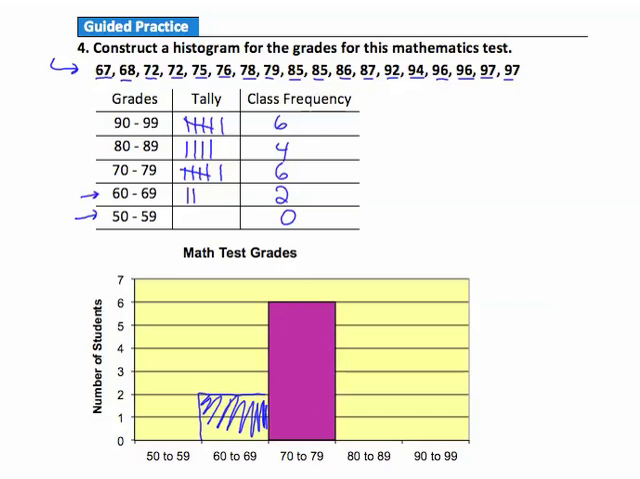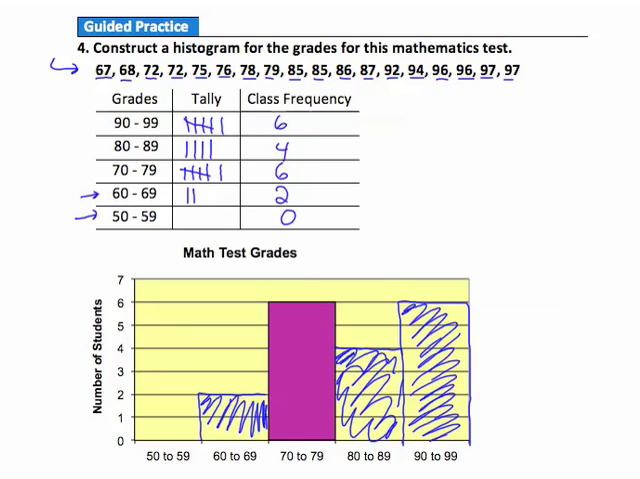70 to 79, that's already been graphed for us. There were 6 there. 80 to 89, there was 4. So coming over here, 80 to 89, we want to graph up to 4. Shade that all in. And then 90 to 99, we have 6. So we go all the way up to 6. Shade that in.